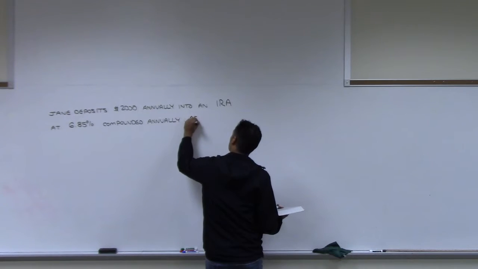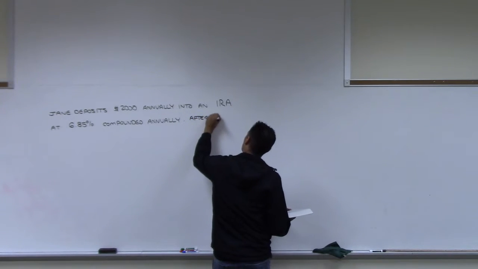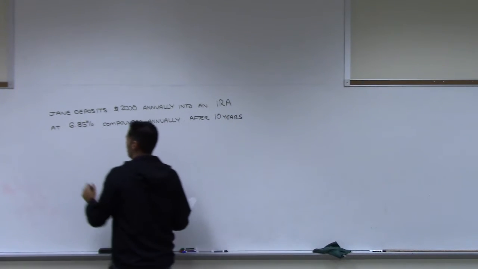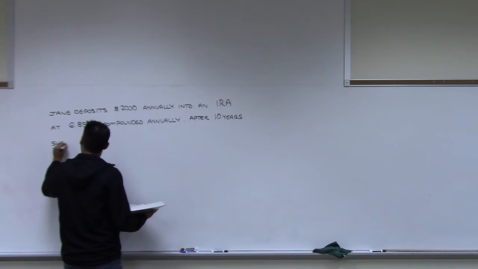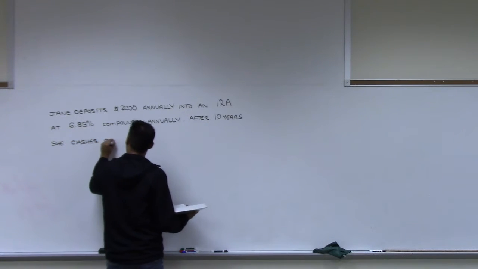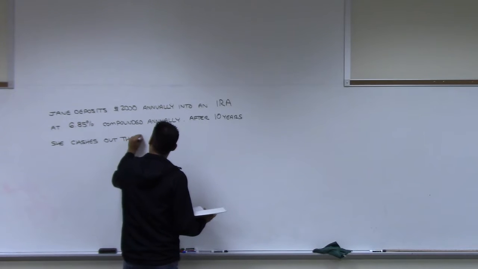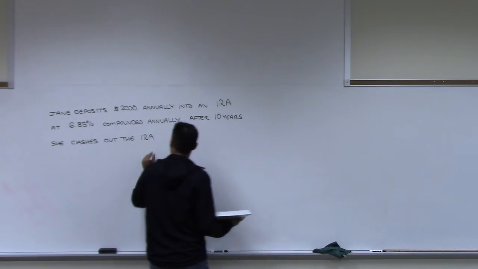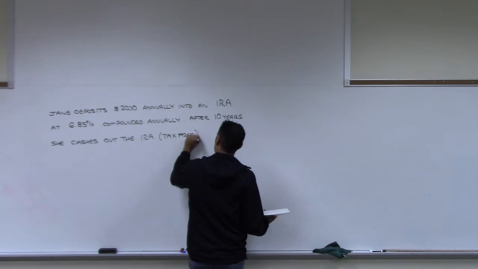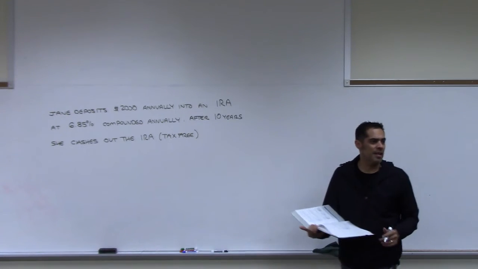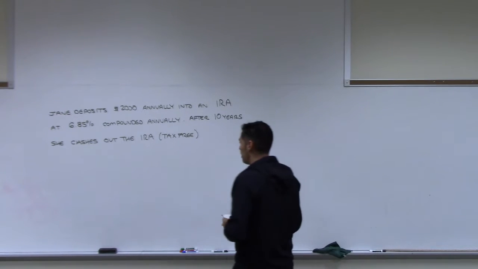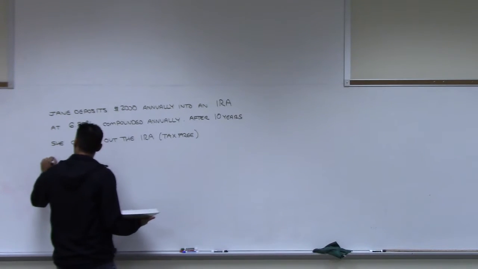After 10 years, she cashes out the IRA tax-free, which means when she goes to get her money, she doesn't have to pay taxes on it, because that would change things in the problem. Okay, she cashes this out tax-free and reinvests.